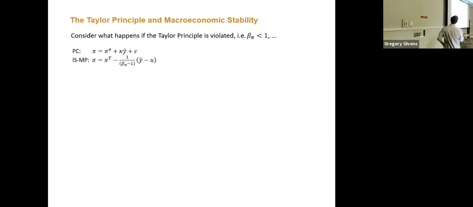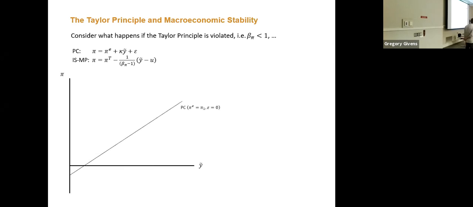So again, here is our Phillips curve equation. I'll usually just tell you what that is, even though hopefully you will eventually put it to memory after you've seen it enough times. And here is our ISMP equation, okay? The size of beta pi, you'll notice, does not affect the Phillips curve at all, right? You're still going to have this nice upward sloping Phillips curve for given amounts of expected inflation and the supply shock, okay?